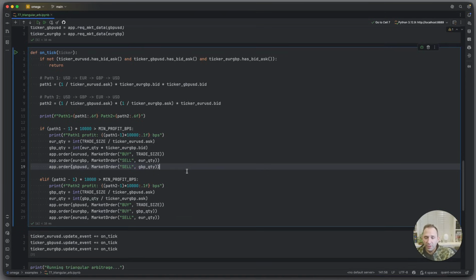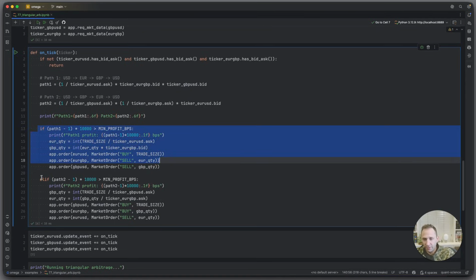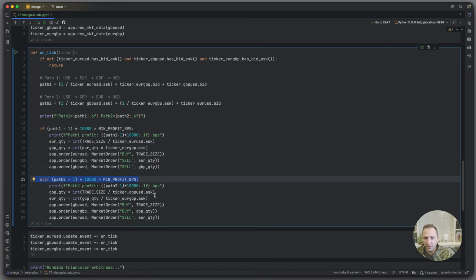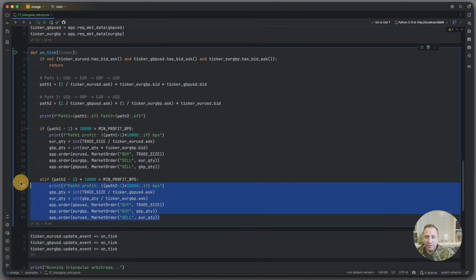Same with the second path. So if this isn't true, maybe this is true. It's the same exact logic here. We compute the trade sizes, but instead of the euro, we're trading the GBP. The rest is identical. We're just swapping out the buys and the sells, okay? So this is the execution of that triangular arbitrage.